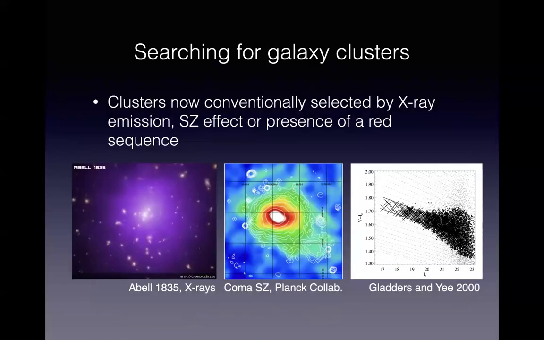Nowadays, they're conventionally selected using X-ray emission or the Sunyaev-Zeldovich effect. The X-ray emission just comes from the hot X-ray emitting gas in the cluster. The Sunyaev-Zeldovich effect is the effect of that gas on the cosmic microwave background as it passes through and scatters the photons. And then also looking at a red sequence. So this is a color magnitude diagram. Are you seeing lots of red galaxies, and therefore you might be seeing the red sequence of a galaxy cluster.